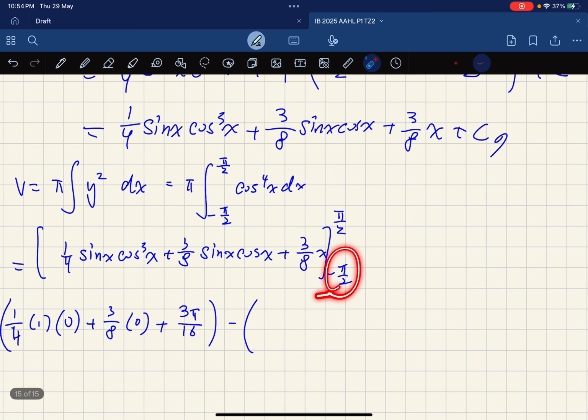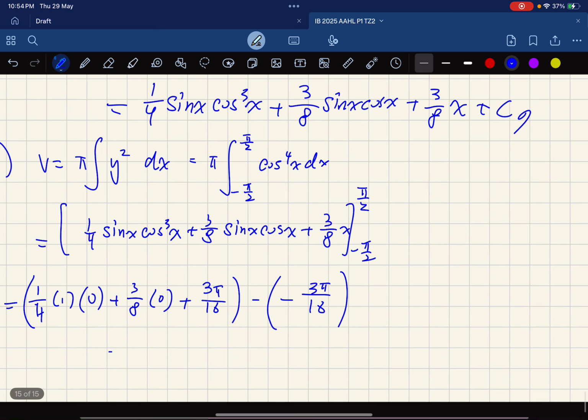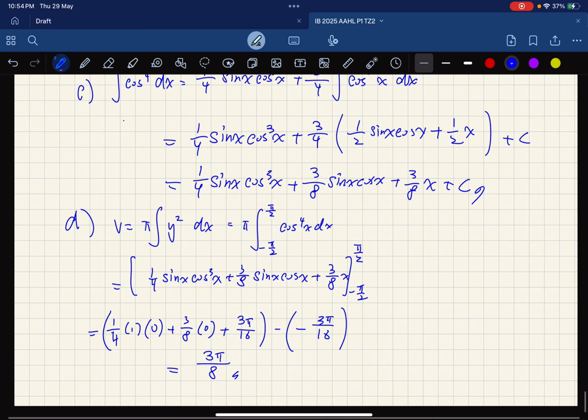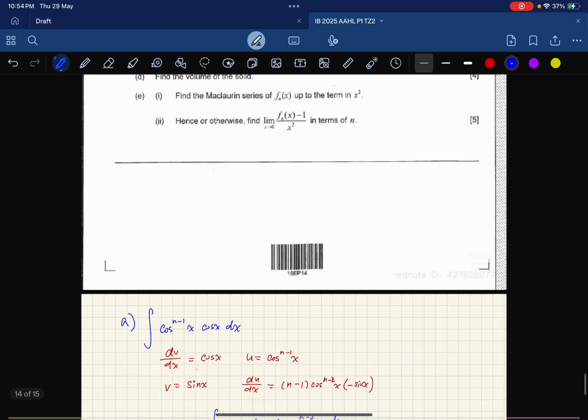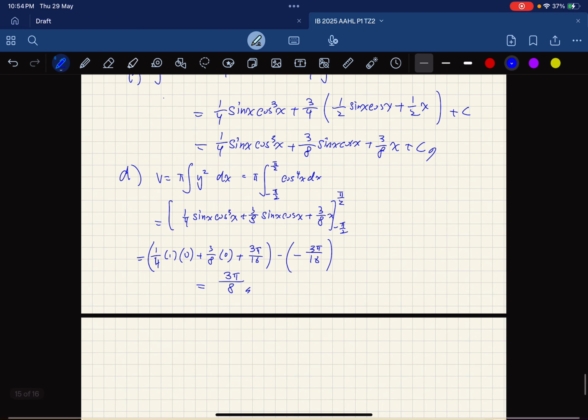So actually, at the end, this is that. So basically just the number at the end as well. So minus 3 over 8, so 3 pi over 16. So at the end, if we add just this and this up, it will be 3 pi over 8 at the end. Okay, so 4 marks. But I think this is pretty easy. So E.